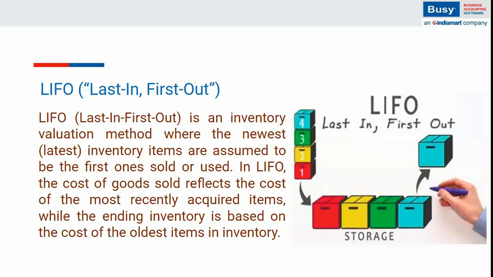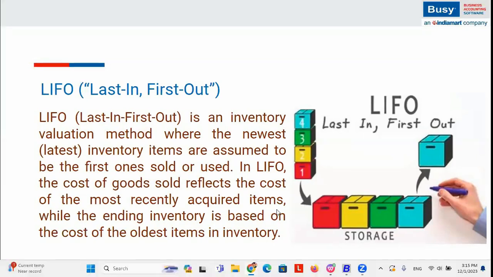So in the LIFO method, the cost of goods sold reflects the cost of the most recently acquired items, while the ending inventory is based on the cost of the oldest items in the inventory.